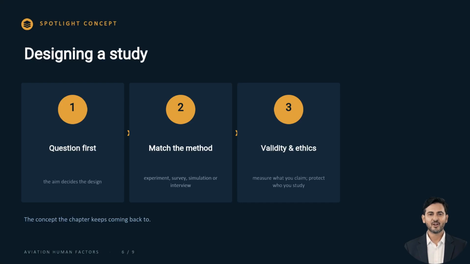The spotlight concept is designing a study. Question first. The aim decides the design. Match the method: experiment, survey, simulation, or interview. And validity and ethics: measure what you claim to measure and protect the people you study.